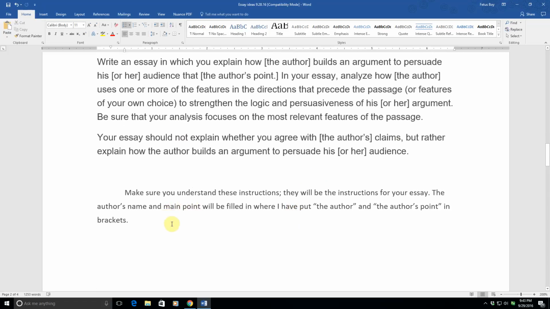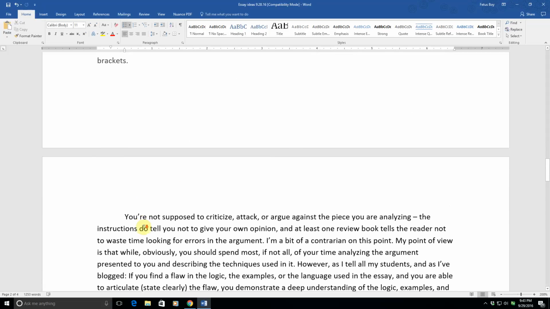So you definitely want to make sure you understand these instructions. If you've read them and understand them ahead of time, you don't have to spend time reading them and thinking about them when you only have 50 minutes to read the passage and write the essay. The author's name and main point will be where I've put in the author and the author's point in brackets, in case you can't figure that one out.